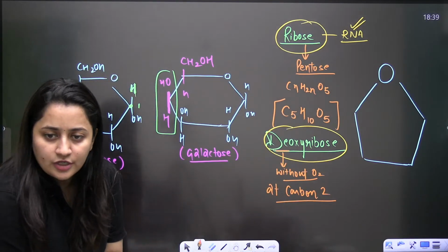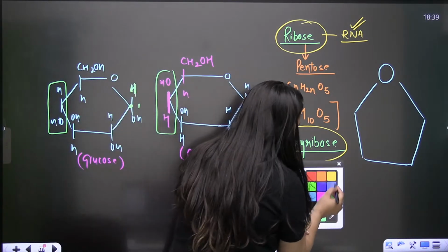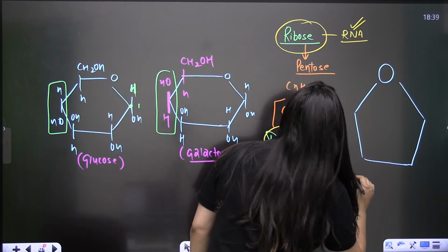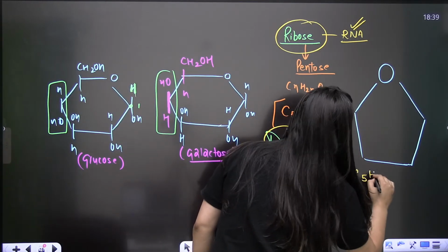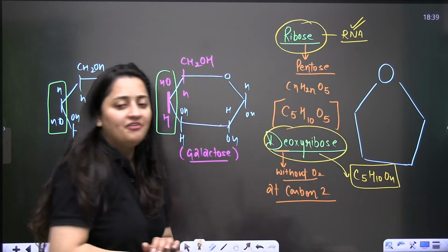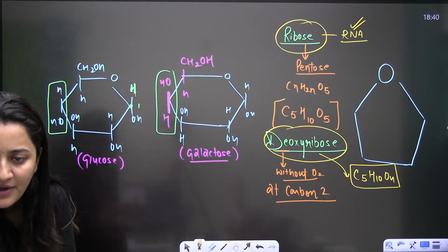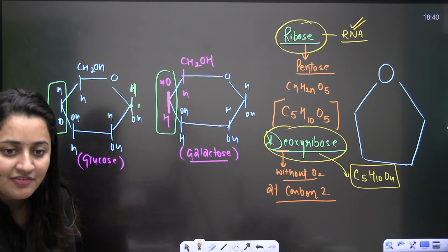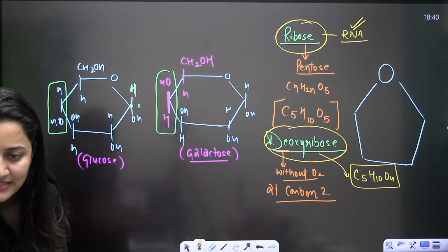Okay. So obviously then the formula of this deoxyribose will be C5H10O4. Am I right? Yes.